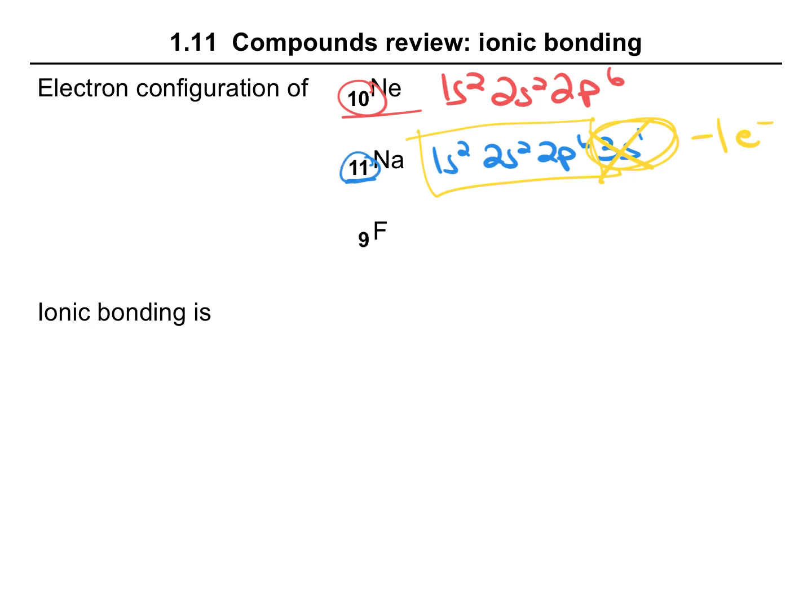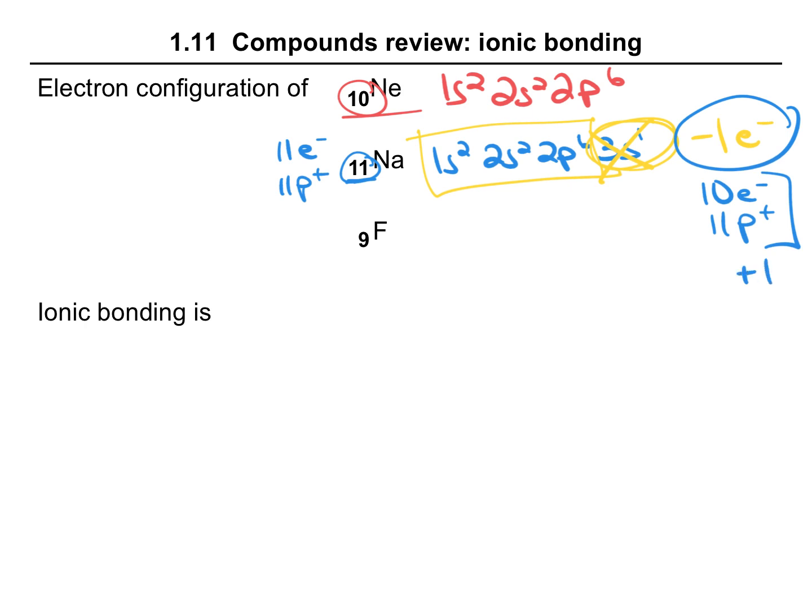Remember, this atomic number tells us that sodium has 11 electrons, which are negatively charged, and 11 protons. But if an atom loses one electron, now it only has 10 electrons, but it still has 11 protons. So overall, this ion will have a charge of +1, and we're talking about a cation.